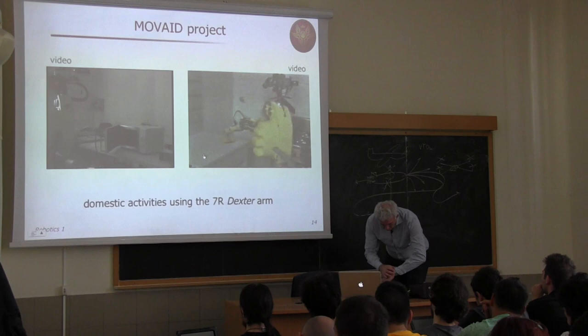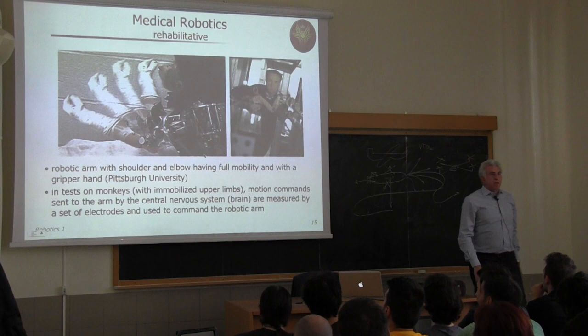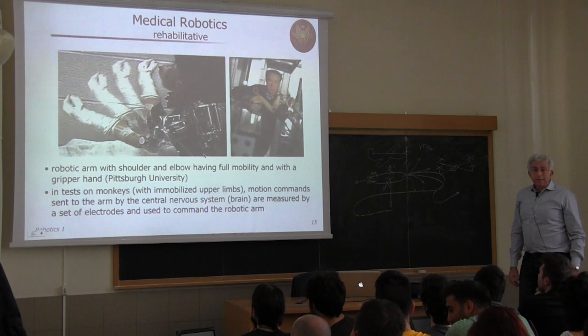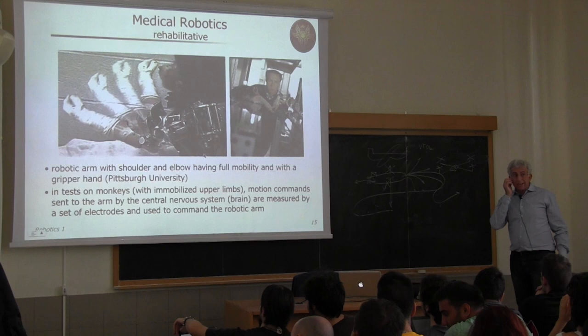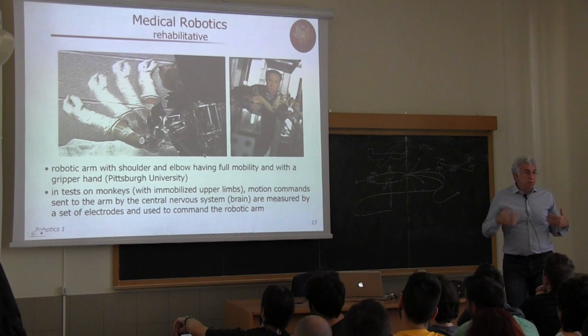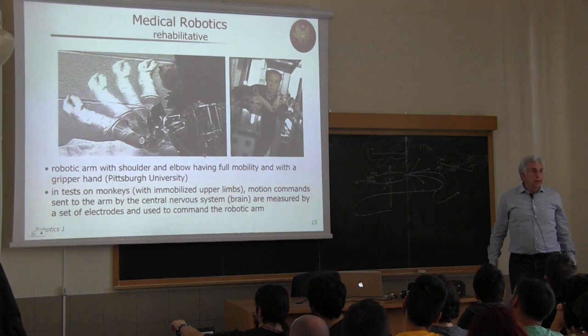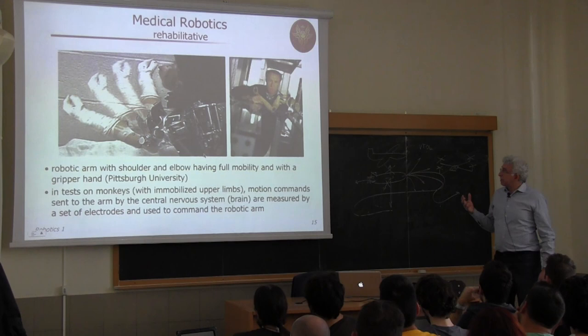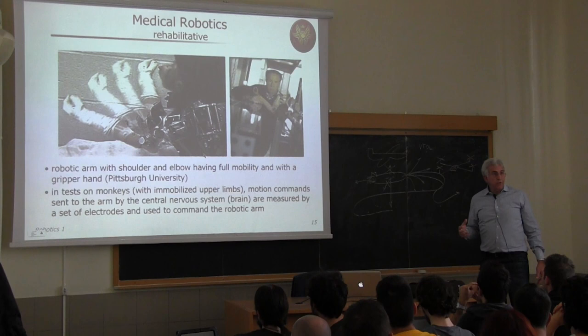Okay, let's conclude this medical part and then we can have a break. So rehabilitation. Rehabilitation is, you can imagine, a very important thing, and it goes through several steps. You may have amputees, you may have people with central nervous system problems that have to learn again to walk, and a robot can be used as a device to support or replace a missing part of human locomotion or manipulation.